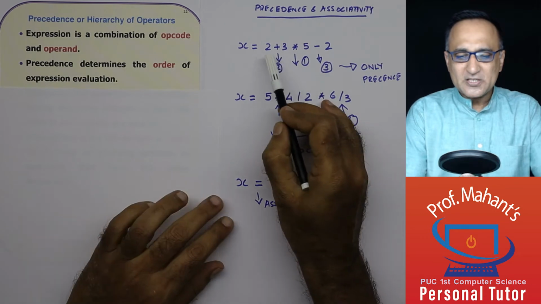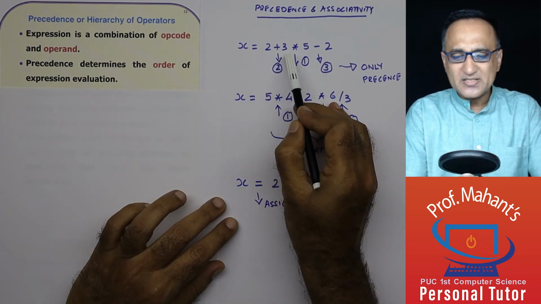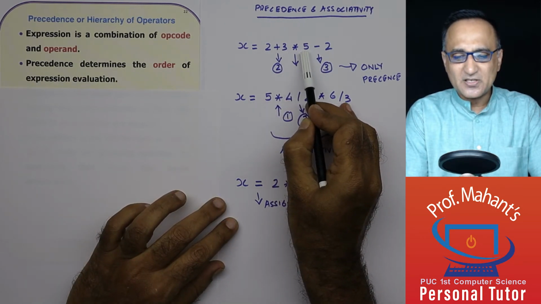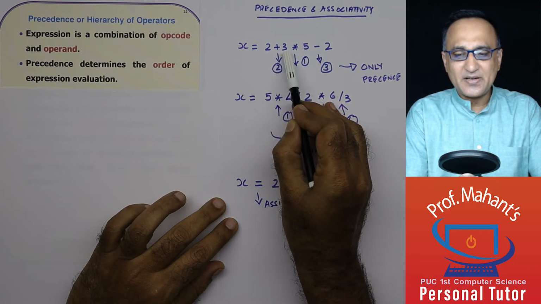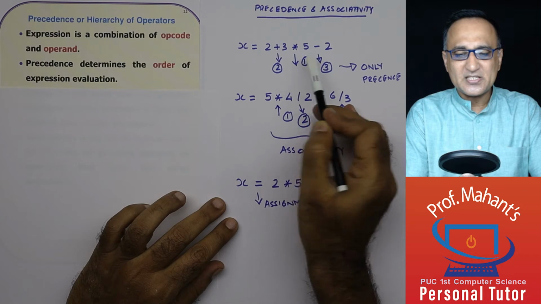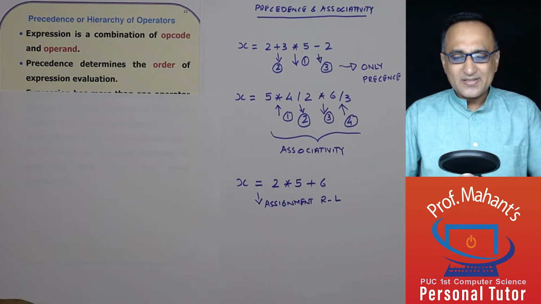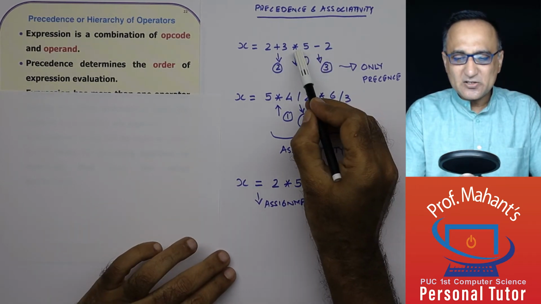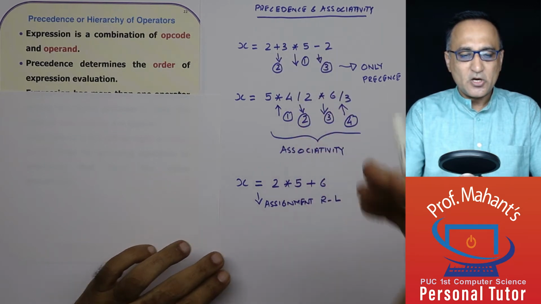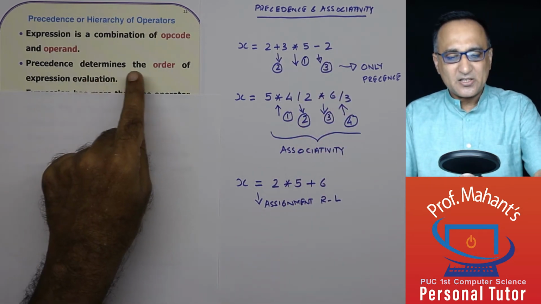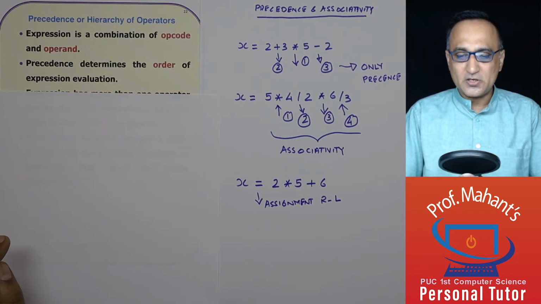Now, if you look at this first expression, you will notice that 3 into 5 happens first, which is 15. Then 2 plus 15 is 17. 17 minus 2, again the result is 15. So what this tells you is the precedence of multiplication is higher than addition and subtraction. So precedence determines the order of expression evaluation.